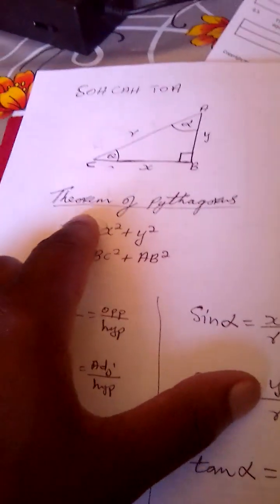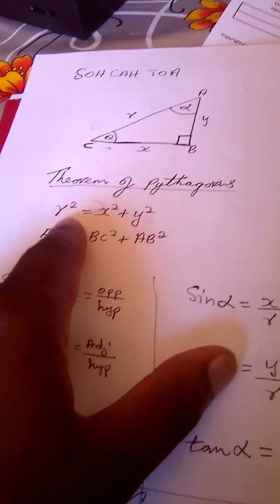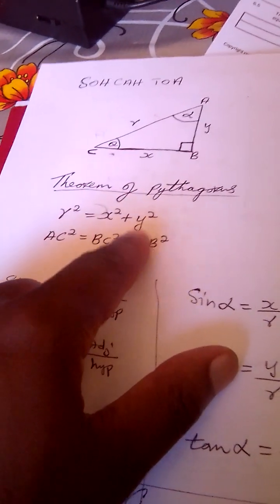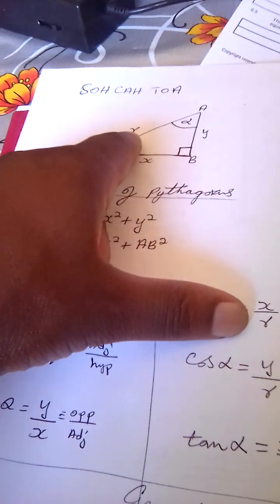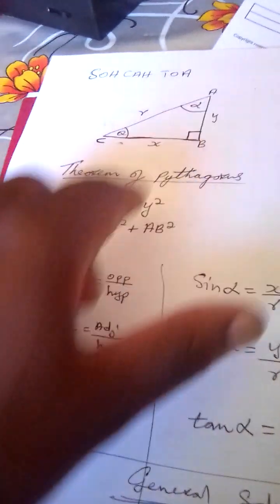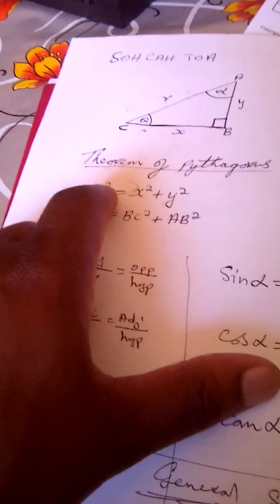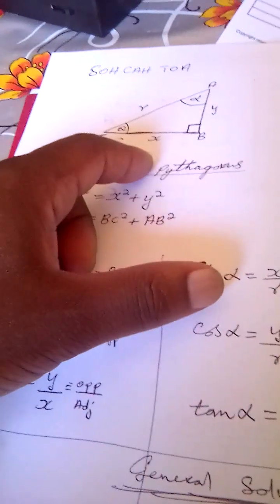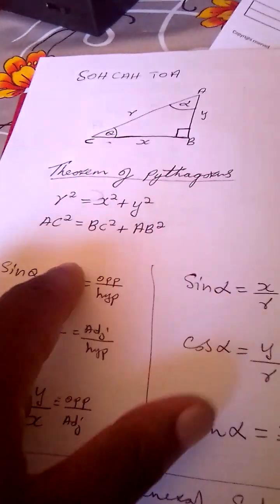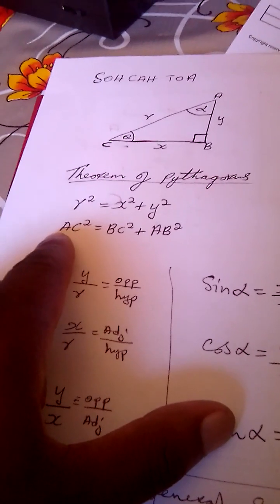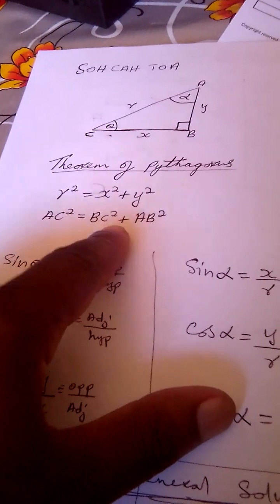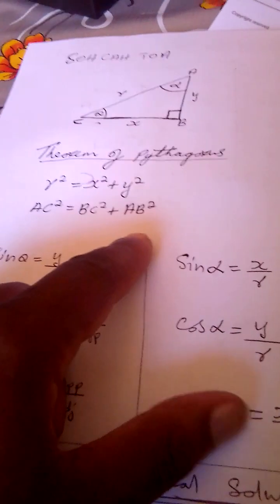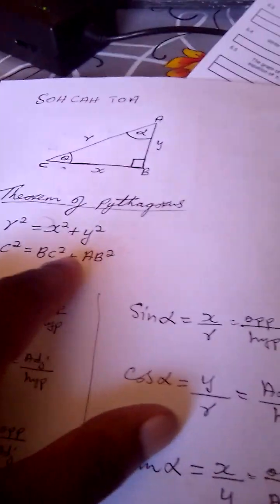So now let's see the theorem of Pythagoras. The formula is r squared is equal to x squared plus y squared. The side that is opposite to 90 we call hypotenuse. You start with it, and it's equal to the sum of the squares of the other sides. If you represent with letters, you have AC squared is equal to BC squared plus AB squared. We call this formula the theorem of Pythagoras.